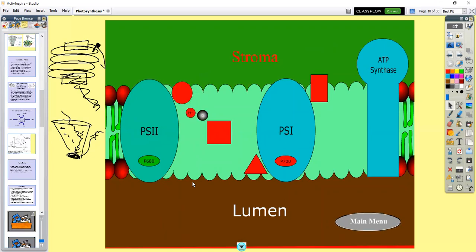Shown here are the electrons being passed along a series of electron carriers, which connect photosystem 2 and photosystem 1. Notice that as the electrons move, hydrogen ions are dragged into the lumen. So when the electrons are given off by photosystem 2, they're at high energy levels. There's a number of carriers that they pass through in the thylakoid membrane. That energy is used to pump these hydrogen ions into the lumen, or into the center of the thylakoid.